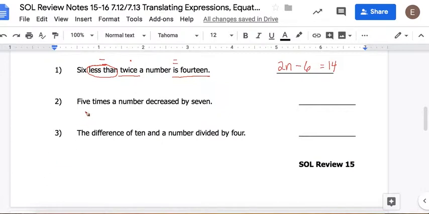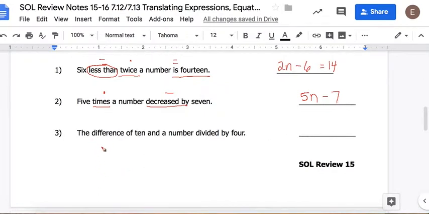Okay, number 2. 5 times, so underline, put a multiplication sign, decrease by, put a subtraction, 7. So 5 times a number, decrease by 7. So we're going to use n once again, so 5n. Remember, for multiplication, you always put the number in front of the letter no matter what. So 5n minus 7.